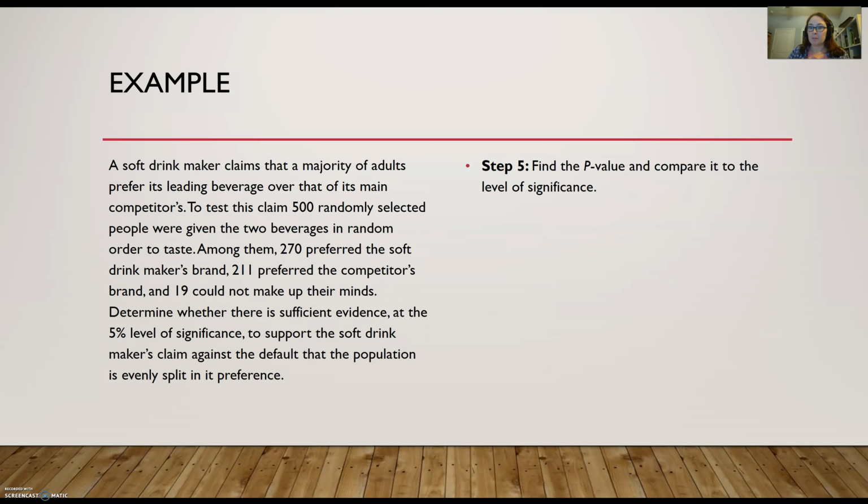Is calculating that p-value. And so I'm going to show you how to do this on a calculator and in Excel. So either way that you're doing it, it's going to work. So if I'm using it in a calculator, I'm going to use the normal CDF function. So let's do that.